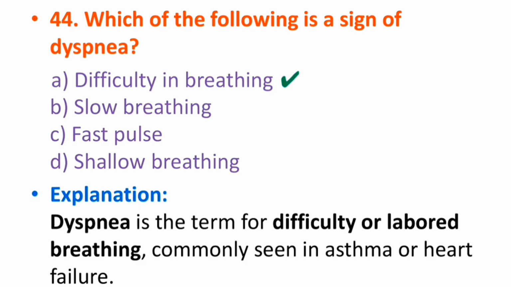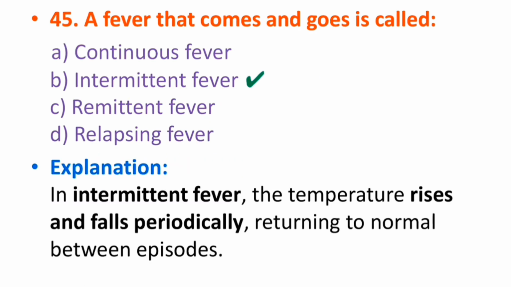The correct answer is option A, difficulty in breathing. Dyspnea is the term for difficult or labored breathing, commonly seen in asthma or heart failure. Sign of dyspnea: difficulty in breathing.